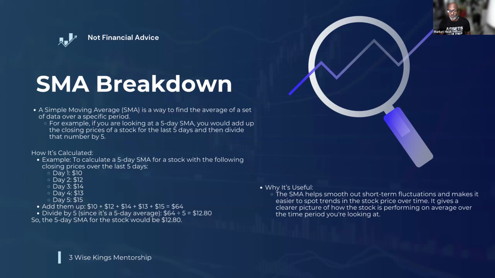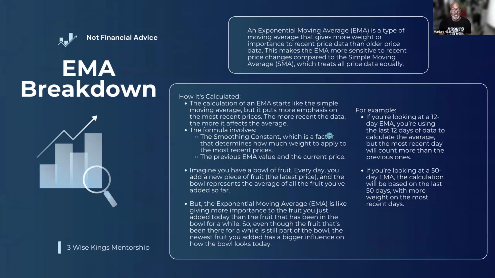So why is this useful? The SMA helps smooth out short-term fluctuations and makes it easier to spot trends in stock price over time. It gives a clearer picture of how the stock is performing on average over the time period you are looking at. Now let's break down the EMA.